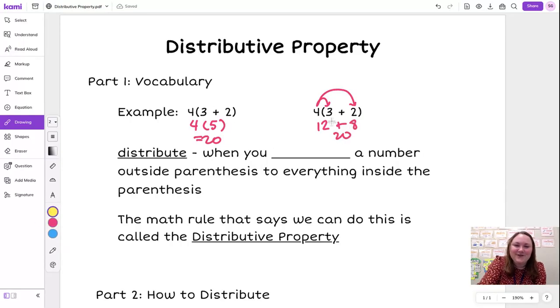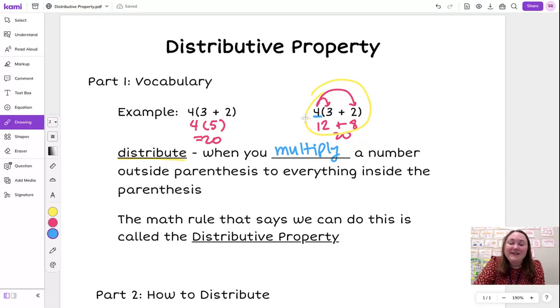What we just did over here is what today's lesson is all about. This is an example of distribution or distributing. Distribute means you are multiplying a number outside the parentheses, so here, that number 4, to everything inside the parentheses. I multiplied 4 with 3 and multiplied 4 by 2. There's a math rule that says we can do this, and we call that rule the distributive property.